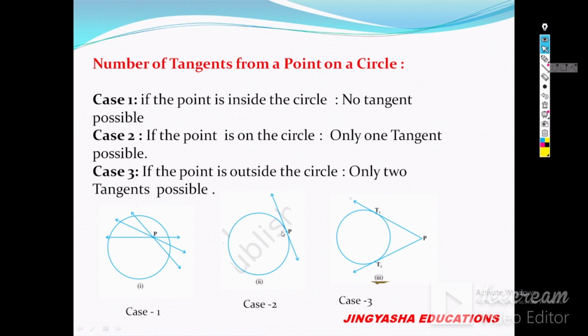In case 2, if the point is on the circle, then we can draw a single tangent at that point. So at every point you can draw only one tangent. And if the point is outside the circle, you can see P is outside the circle, then you can draw 2 tangents from P. We will see some more concepts related to this situation so this will be clear. And just remember the 3 situations, and in each case what number of tangents are possible.